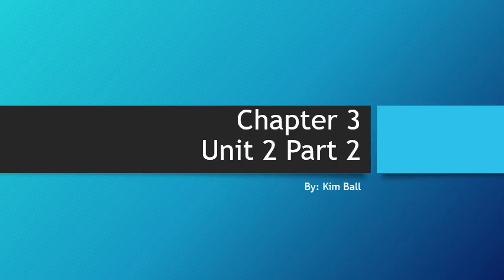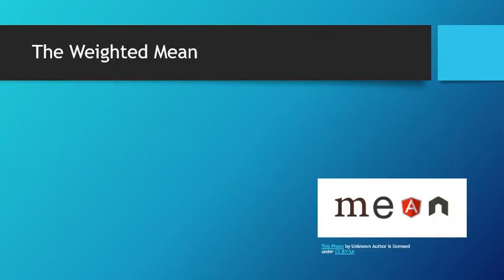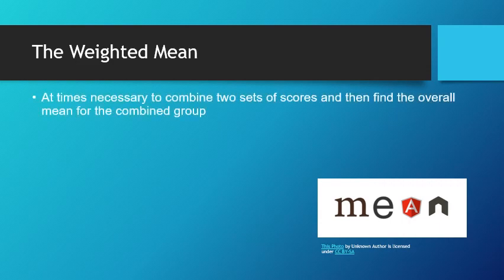This is Chapter 3, Unit 2, Part 2. We're going to be talking about the weighted mean. At times it is necessary to combine two sets of scores and then find the overall mean for the combined group.